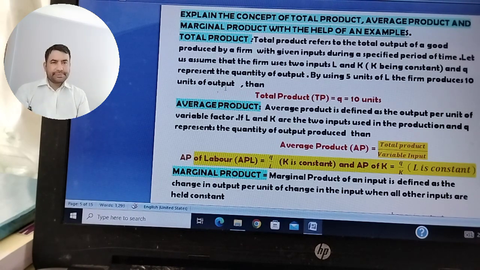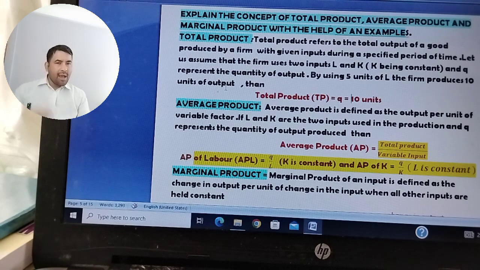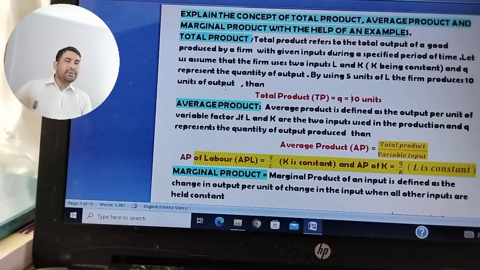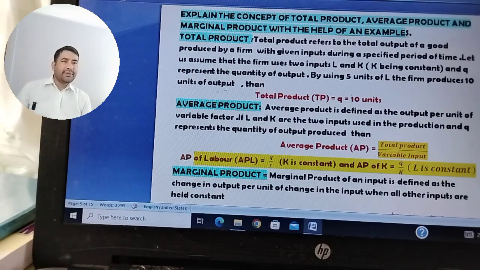Now average product. As just discussed, by using 5 units of labor, we have produced 10 units of output. That is, 5 units of labor has produced 10 units of output. It means 1 unit of labor has produced 2 units of output, because for 5 units it is 10, then for 1 unit it is 10 divided by 5, that is 2. That is simply the average product.